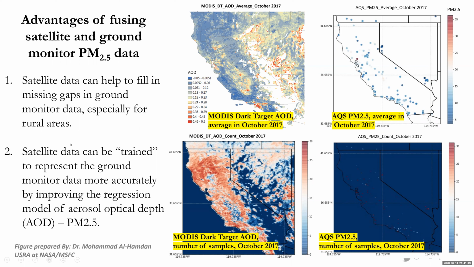Another thing to keep in mind is that satellite data can be trained to represent the ground monitor data more accurately by improving the regression model of aerosol optical depth to PM2.5. In fact, this is one of the main goals that we keep in mind throughout our project: every time we provide new data, we evaluate and try to improve this linear regression model used in our data generation.